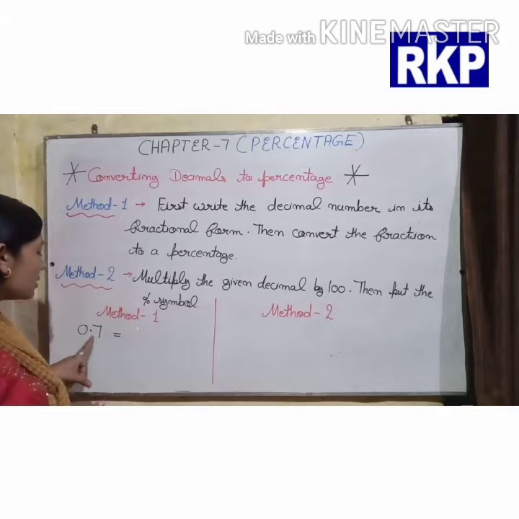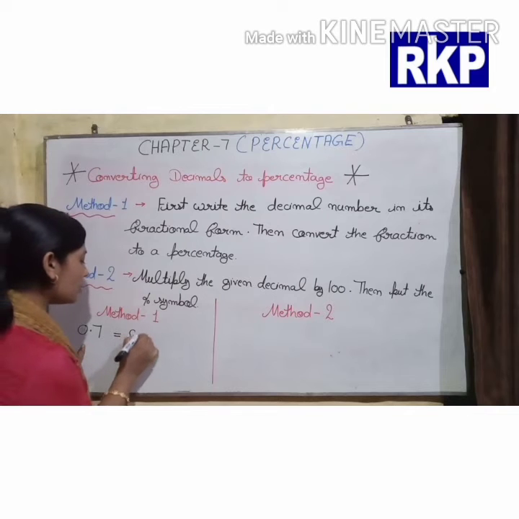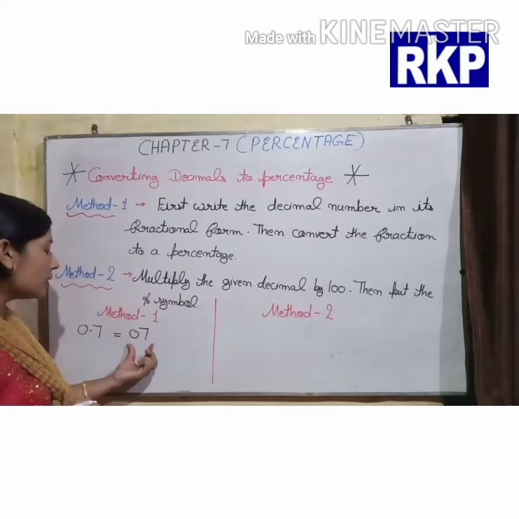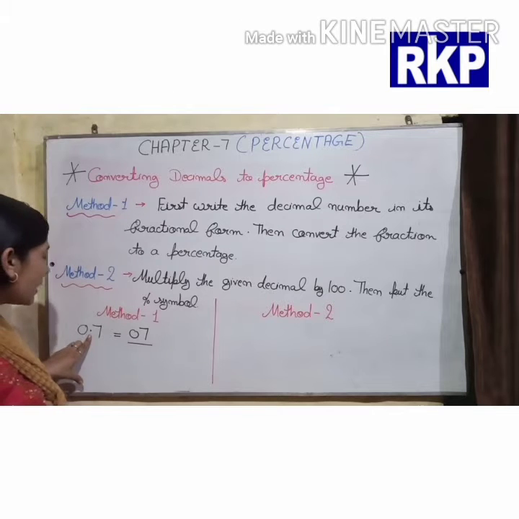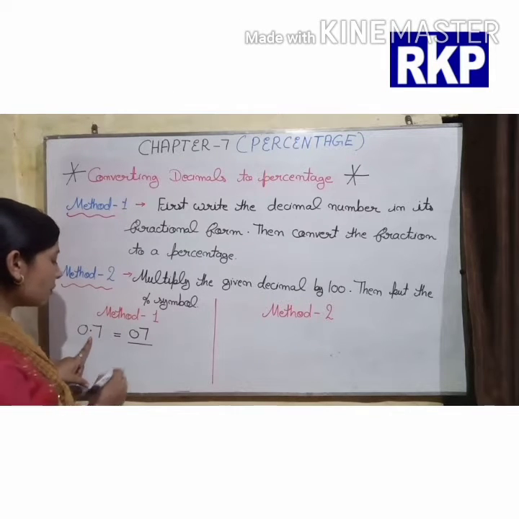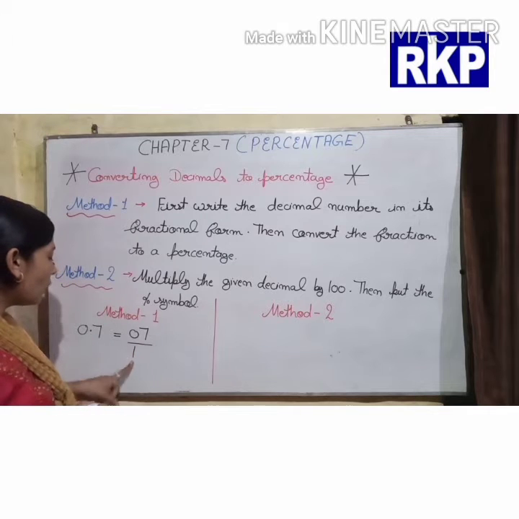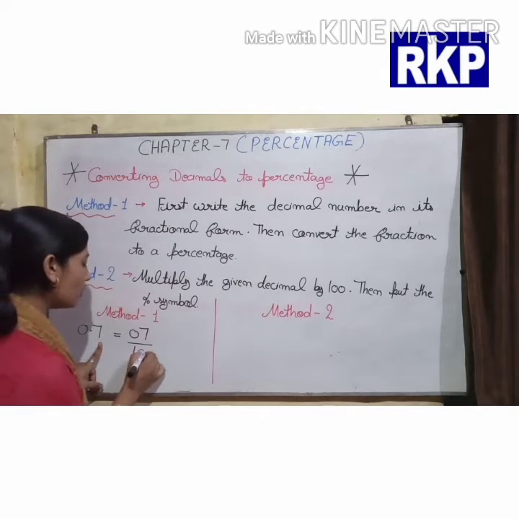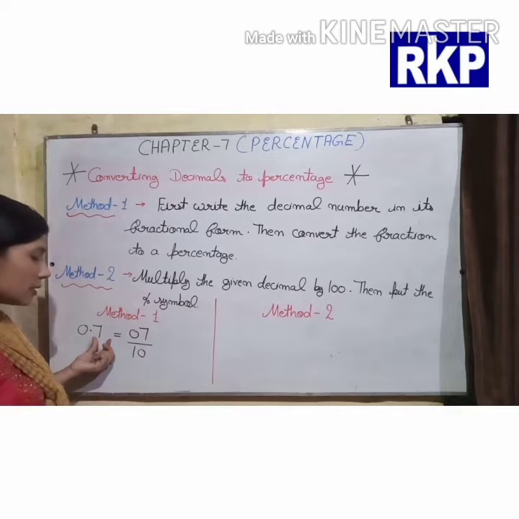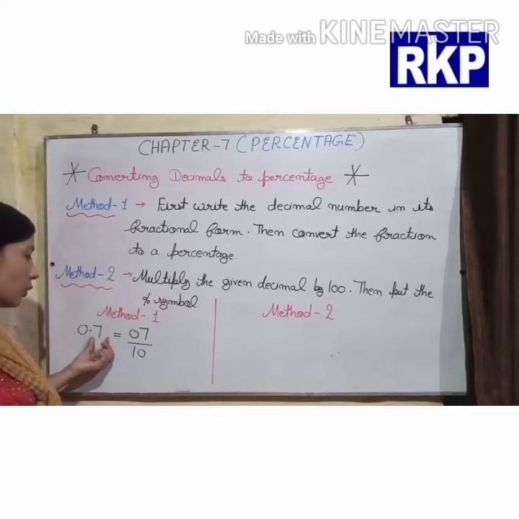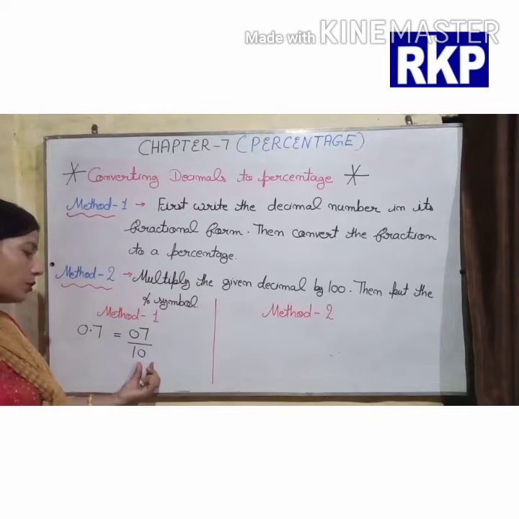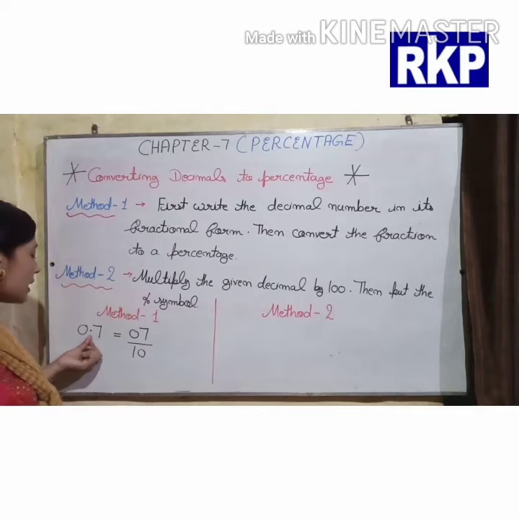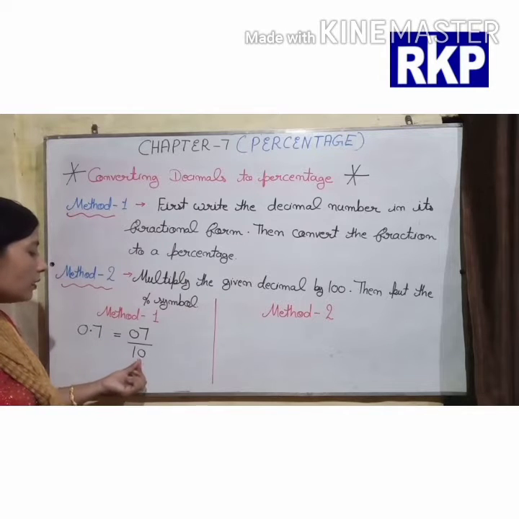Here beta we have 0.7. To convert it into a fraction we write 0.7 as it is as the numerator, and at the place of the decimal point we write 1, and then we count the number of digits after the decimal point. Here we have only one digit, so we write only 10. If here we have two digits, then we have to put 2 zeros, but here only one digit after this decimal point, so we write only 10.